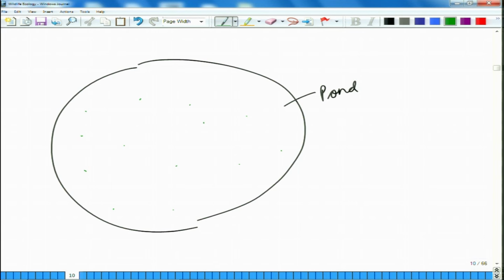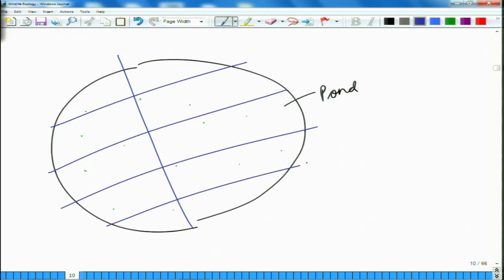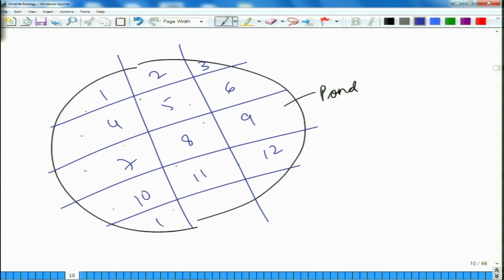In this case, this organism is algae. And now we are asking the question, what are the limiting factors in this pond because of which the population is less? So, what we can do in this case is that we can divide this pond into different regions. So, we can set up curtains, and once we have set up these curtains, we have these different regions 1, 2, 3, 4, 5, 6, 7, 8, 9, 10, 11, 12, 13, 14, 15.